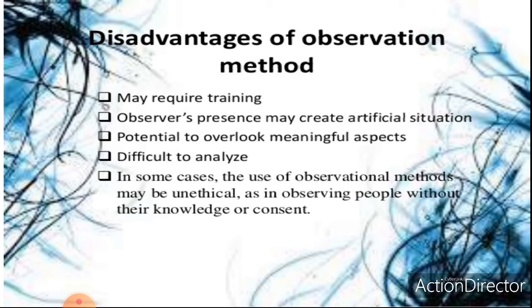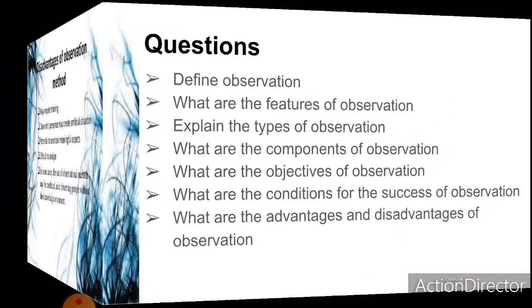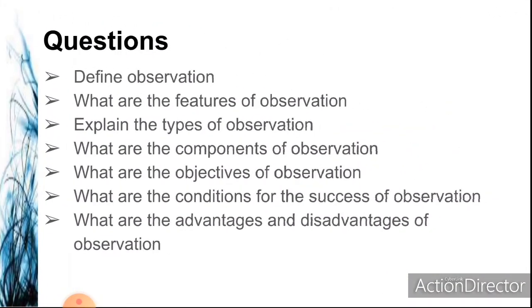Now, we can discuss some questions which are related to this area. They are: define observation, what are the features of observation, explain the types of observation, what are the components of observation, what are the objectives of observation, what are the conditions for the success of observation, what are the advantages and disadvantages of observation. So, these are the questions which are commonly asked in this area.